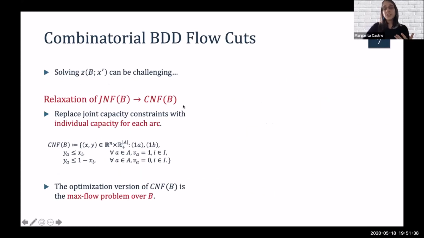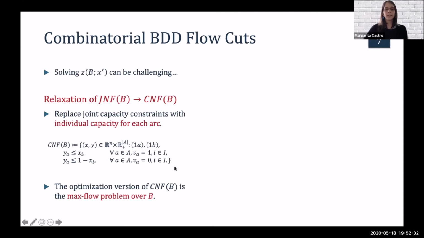The only issue with the approach that I just showed is that it can be challenging to solve depending on how big this BDD is. It could be a huge LP problem. So we propose a relaxation, that is our combinatorial BDD flow cuts. The idea is that we replace these joint capacity constraints with individual capacity constraints for each of the arcs. So the polytope looks like we see here.